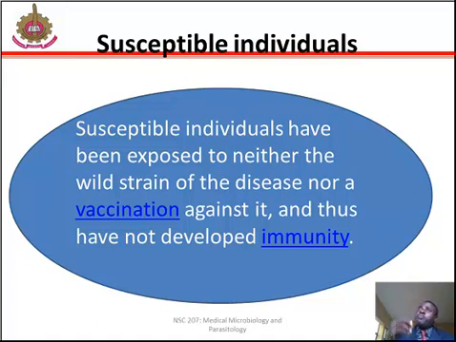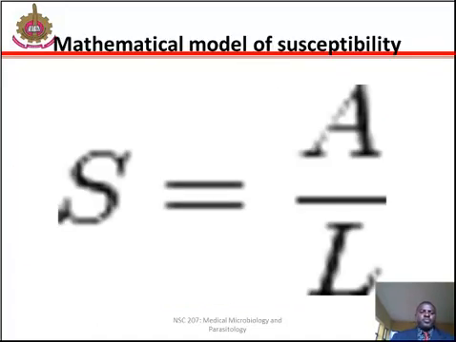It means immunity is developed either by contracting that infection once or by getting vaccination against that infection. That's what they call a susceptible individual. That individual will easily catch infection because he has not been immune one way or the other against that infection.